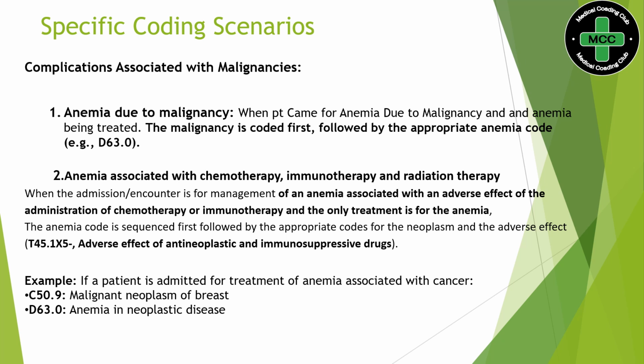But when a patient comes for anemia associated with malignancy and is taking treatment towards anemia, the first primary code should be our cancer, then we will code D63. When anemia is associated with an adverse effect from chemotherapy or radiation therapy, anemia will be coded first and the adverse effect secondary. Example, if a patient is admitted for treatment of anemia associated with cancer, we code the malignant neoplasm first and anemia second.